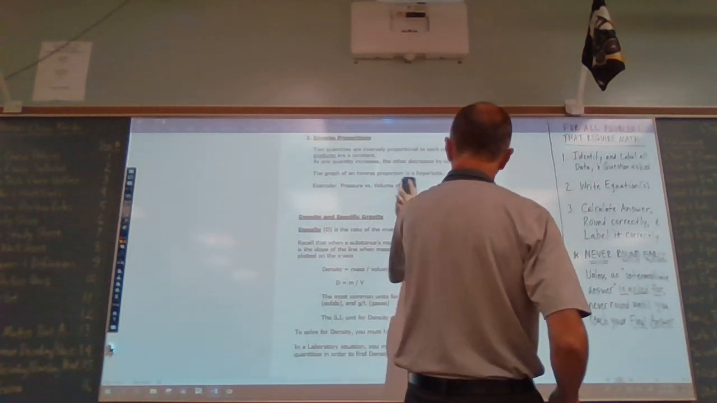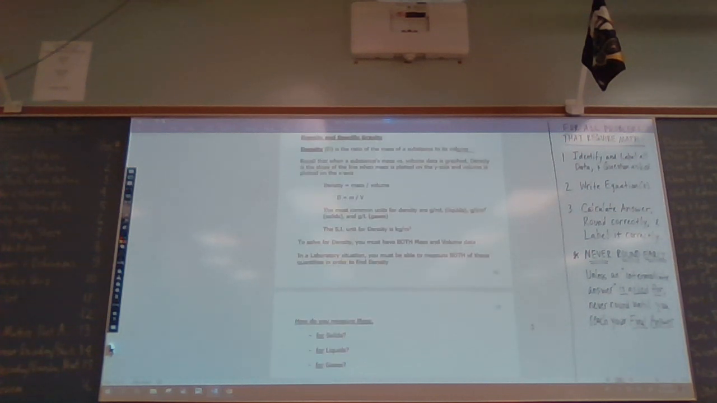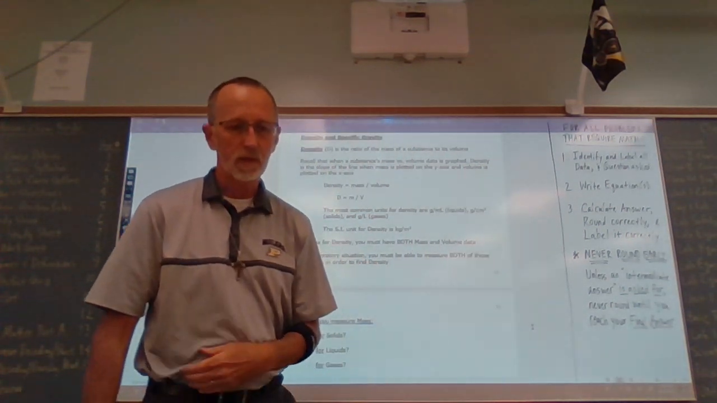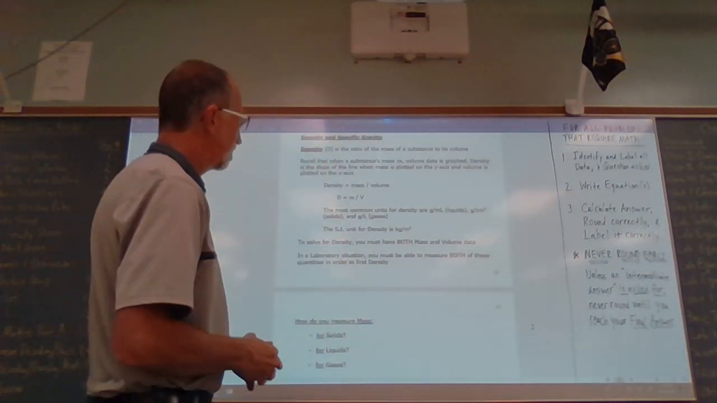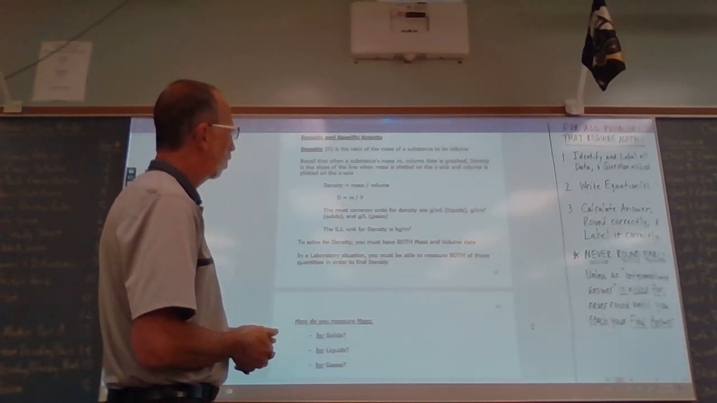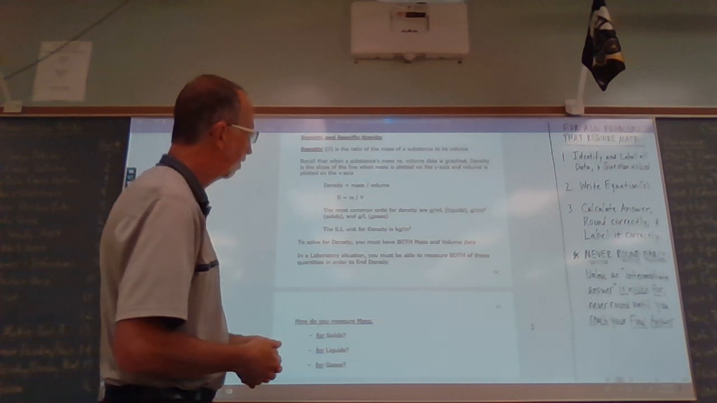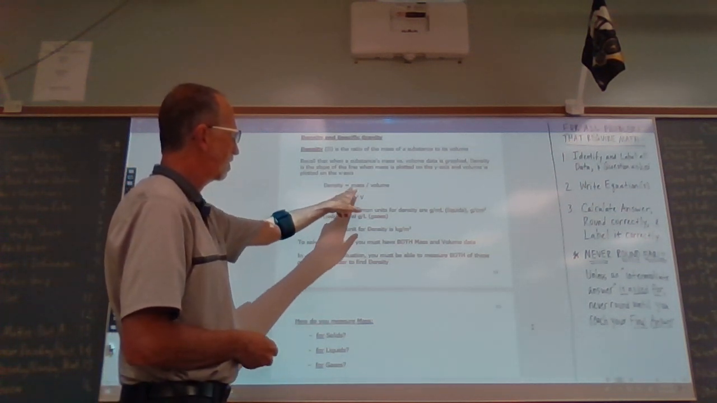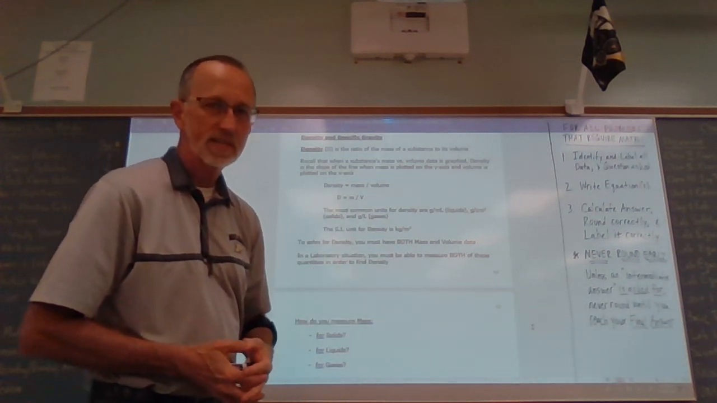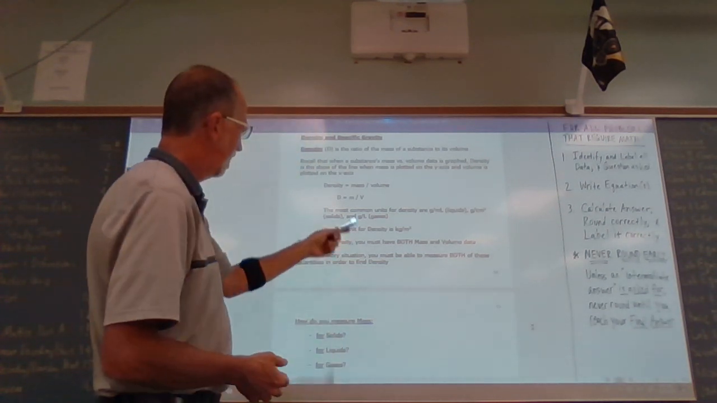All right. Now let's key back in on density here. Density is the ratio of a substance's mass to its volume. Just said that. Recall that when a substance's mass versus volume data is graphed, density is the slope of the line, where mass is plotted on the y, volume is plotted on the x. Remember, we just did that a little bit ago. So here is the reflection of that relationship. Density is mass over volume, and by using variables, density is capital D, little m is mass, capital V volume. D equals m over V.